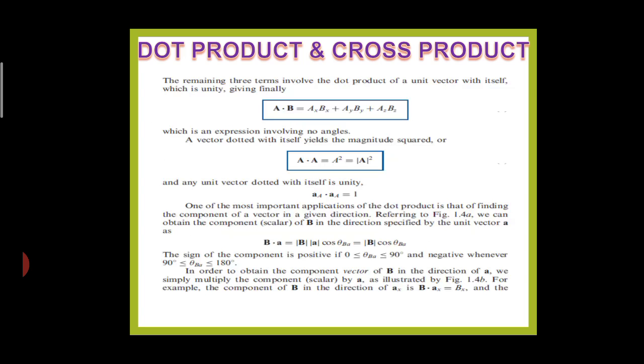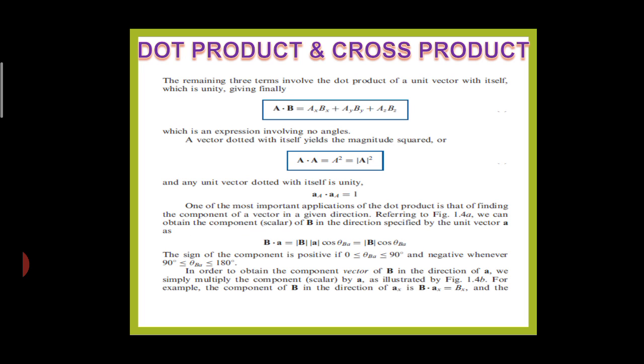The next equation is B dot a equal to magnitude of B times magnitude of a times cos theta, and so B dot a is equal to magnitude of B cos theta Ba. The sign of the component is positive if 0 is less than or equal to theta Ba less than or equal to 90 degrees, and negative when 90 degrees is less than or equal to theta Ba less than or equal to 180 degrees. So these are the different dot product equations.